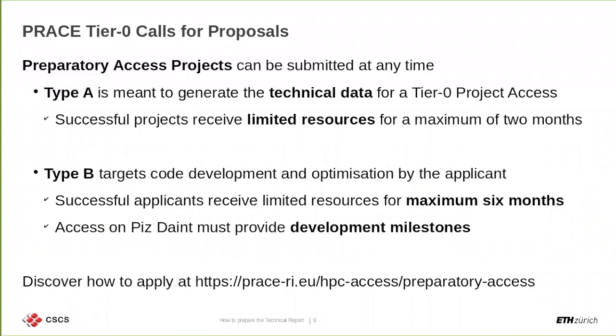Now, PRACE also has different allocation schemes possible. We start with the preliminary ones. In a similar way, there are the so-called preparatory access projects of PRACE. They can be submitted at any time, and there are two types of such projects. Type A, which is meant to generate the technical data for a Tier 0 project access. Successful projects will receive limited resources, as in the case of CSCS preliminary projects. And type B, which is meant for code development and optimization performed by the applicant. Successful applicants will also have limited resources for a limited amount of time, maximum 6 months.